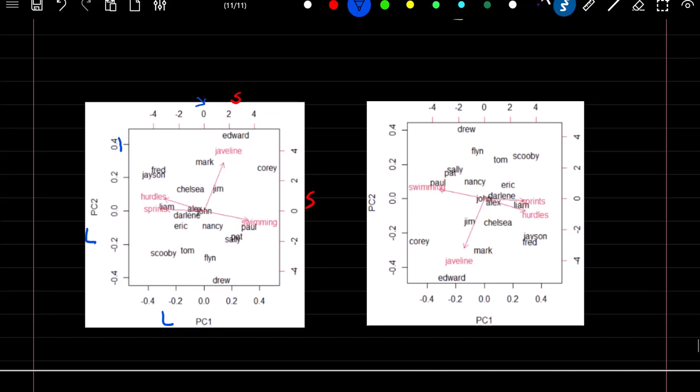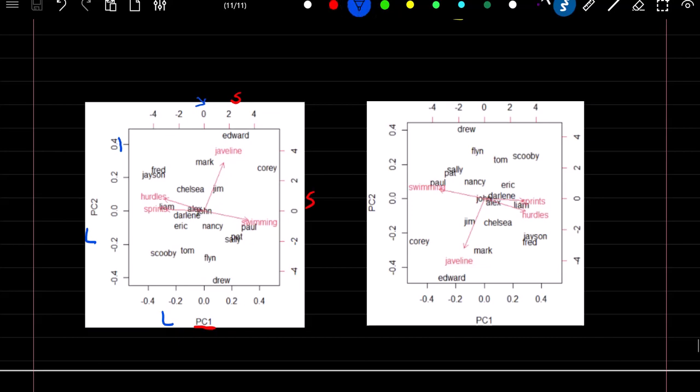Now first, let's try to interpret our load-ins. So we're going to have 4 variables: swimming, sprints, hurdles, and javelin. Notice that the farthest values to the left or right are hurdles, sprints, and swimming. This is another way of saying, since principal component 1 is our x-axis, that whichever values are the most left or right have the biggest impact on principal component 1. So we can say that hurdles, sprints, and swimming are the biggest factors in determining our principal component 1. Now for principal component 2, which is the y-axis, whichever values are highest or lowest on the y-axis have the highest impact on principal component 2. So we can see that javelin has a strong impact on principal component 2.